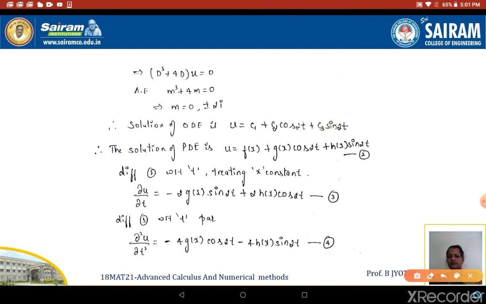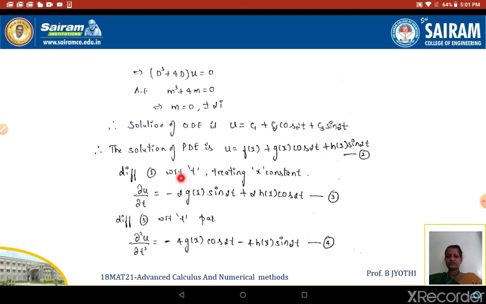Next, here we are getting the solution of the ODE given by C1, because this is e power 0, which means 1, C1 plus C2 cos 2t plus C3 sin 2t. And the solution of the PDE is given by replacing C1 with f of x, C2 with g of x, and C3 with another function, that is h of x. So we are getting u is equal to f of x plus g of x cos 2t plus h of x sin 2t. This is what we will be getting.